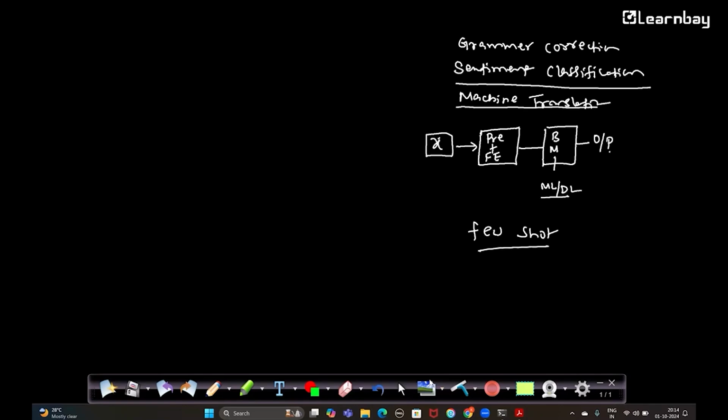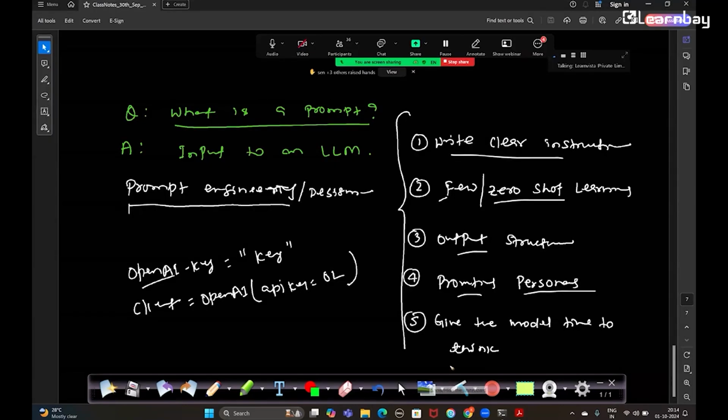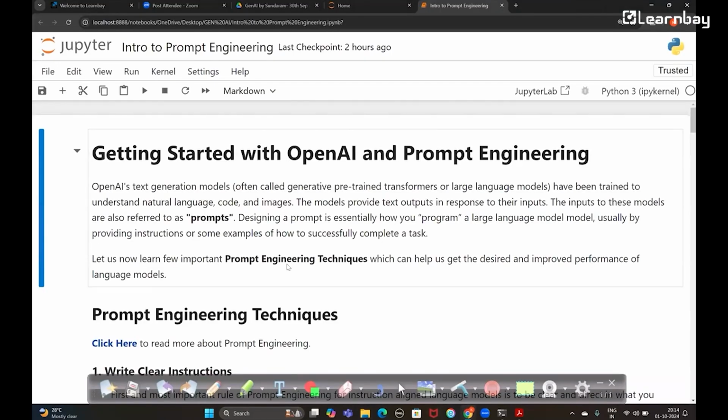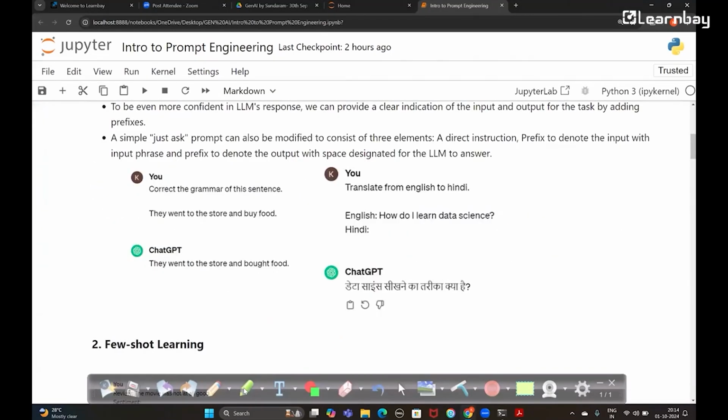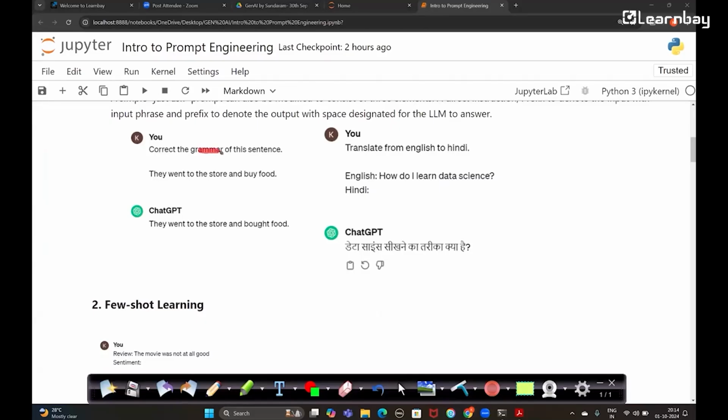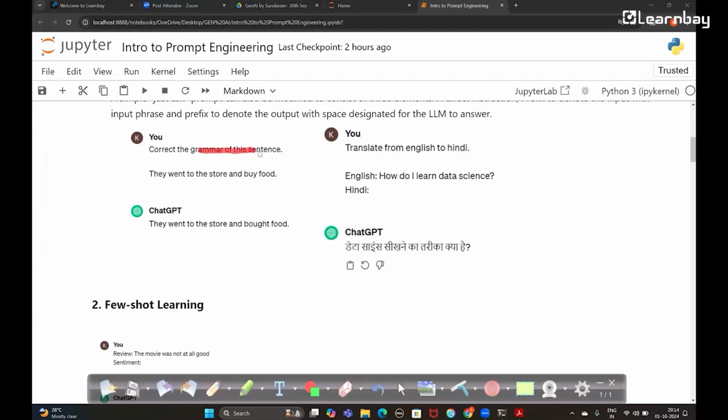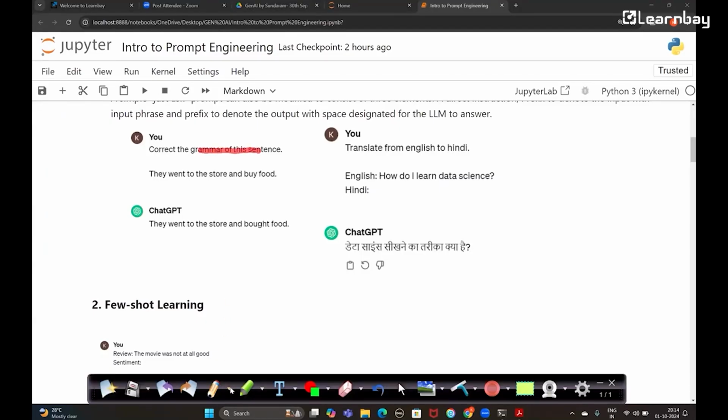You can see these are the prompts I have created here. What happened, guys? Can I say by the help of this we have checked whether this sentence is grammatically correct or not? I've solved this one, no? They went to the store buy food. If you just write this one, that is not correct, right? It's not giving the clear-cut information. But if you write in a proper way, then you will get a better result.